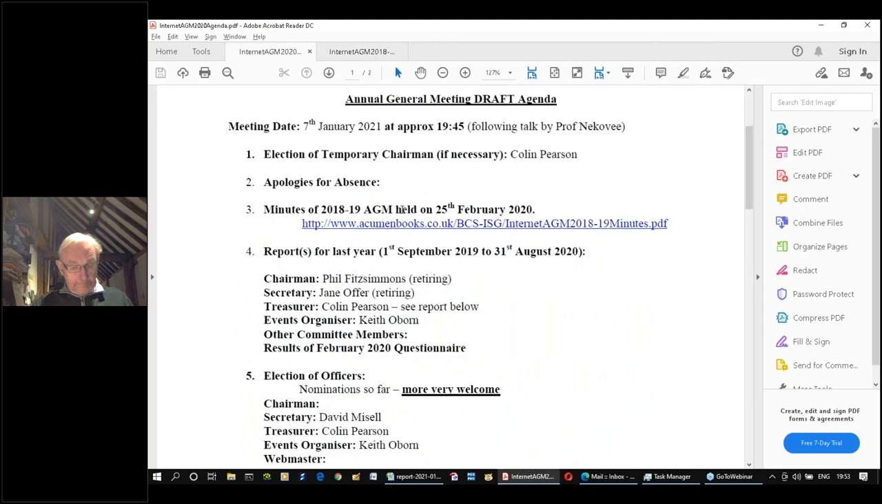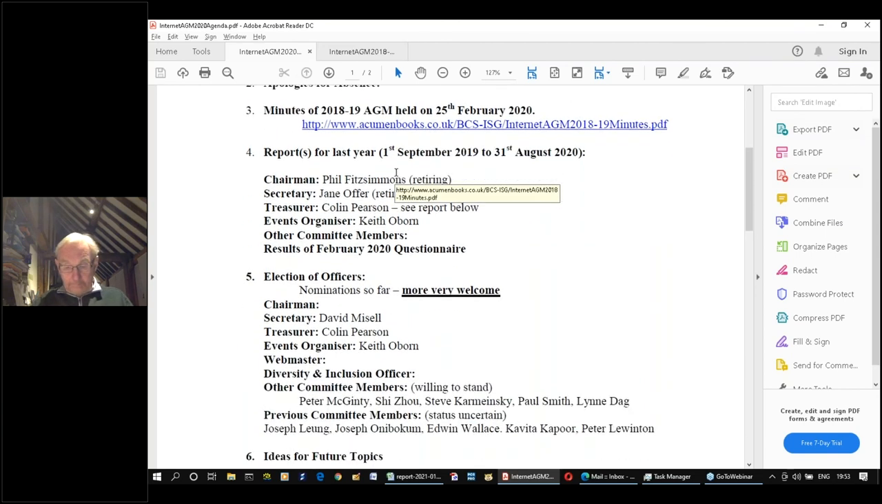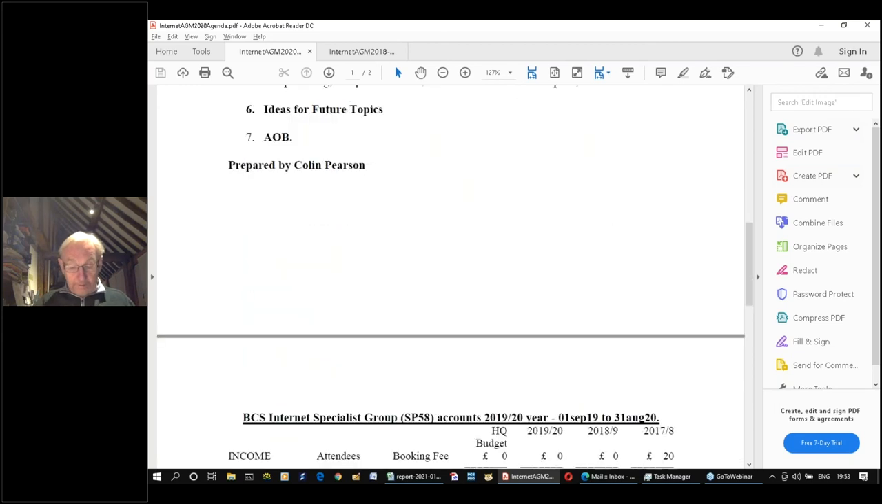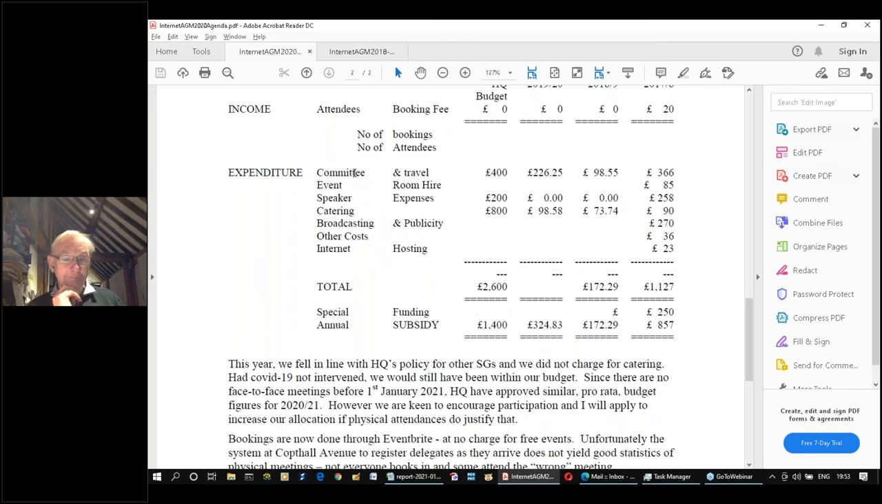We then come on to the question of reports from last year. Again, we're rather short because neither Phil nor Jane have been able to do a report. You've seen my report on the finances. Mainly thanks to the COVID situation, we've only had one meeting that's incurred any money, but we've had a couple of meetings online, which have cost absolutely nothing. So we're well within the budget we originally set.